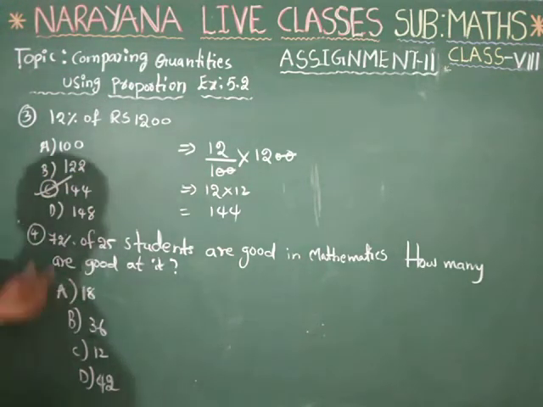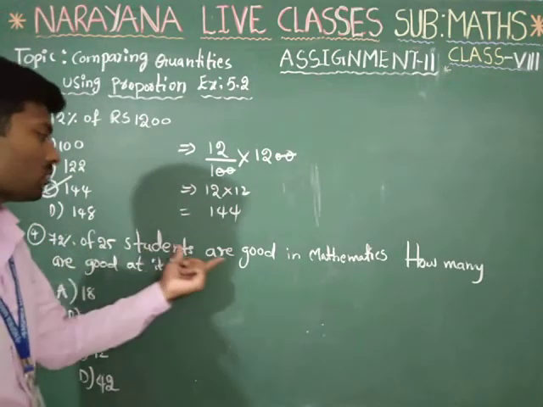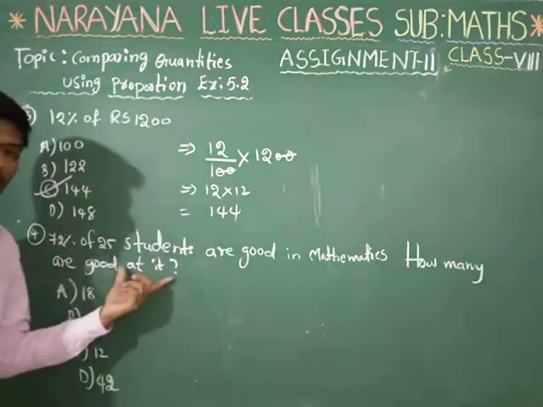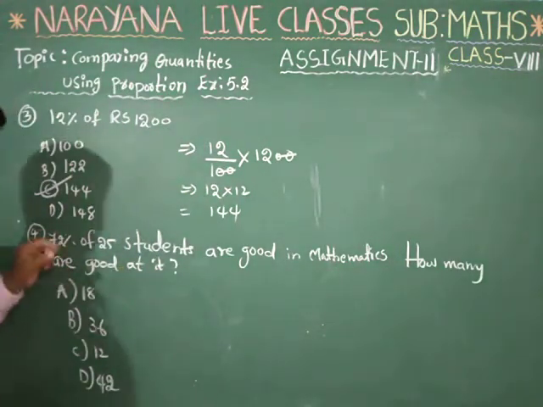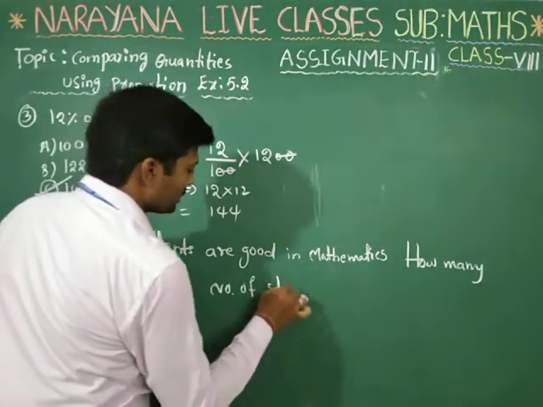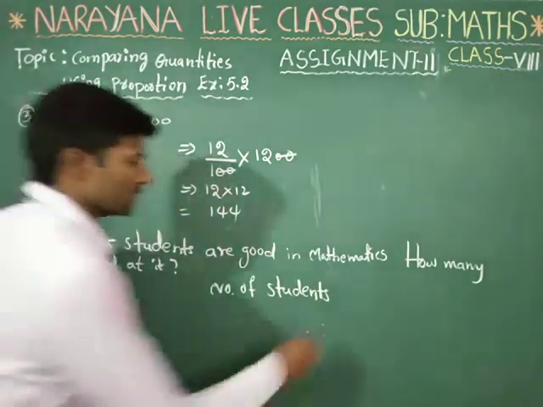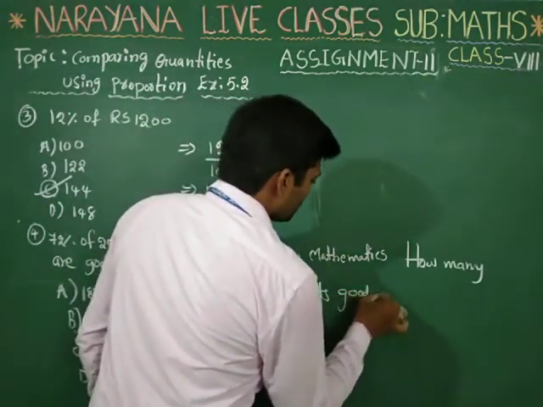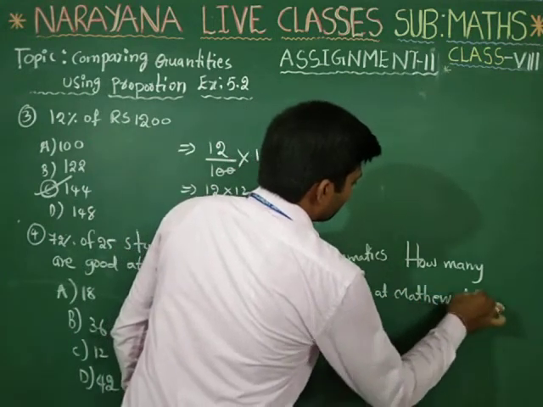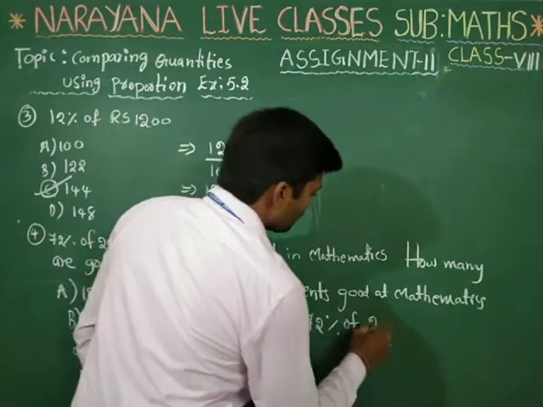Yes. Let's go for the fourth one. 72% of 25 students are good in mathematics. How many are good at it? Okay. Let's take, for example, the number of students who are good at mathematics is equal to what? 72% of 25.